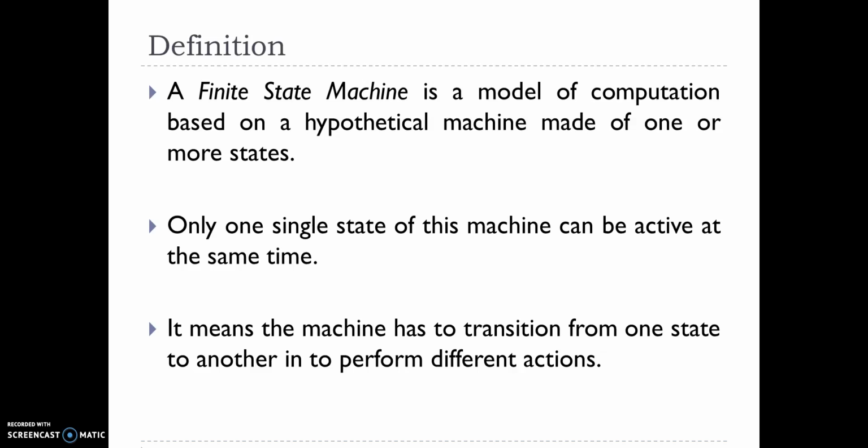Let's see the definition of a finite state machine, how to define it. It is a model of computation based on a hypothetical machine made up of one or more states. Obviously, that should be finite. That's why it is called a finite state machine. Only one single state of a machine can be active at the same time. This is an important thing. We are moving from state to state, from the starting state to the accepting state, and at one time the machine is in a single state.